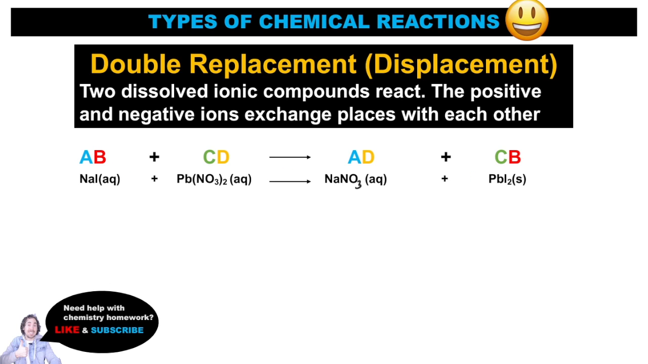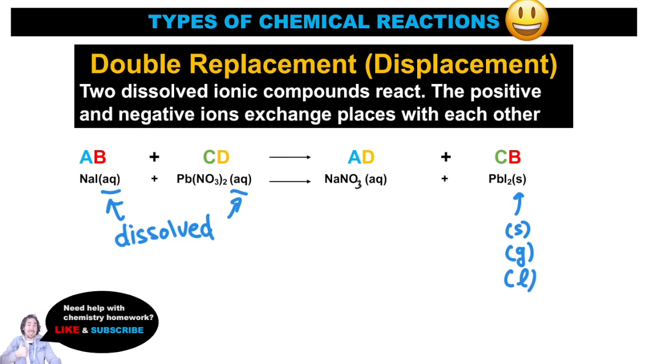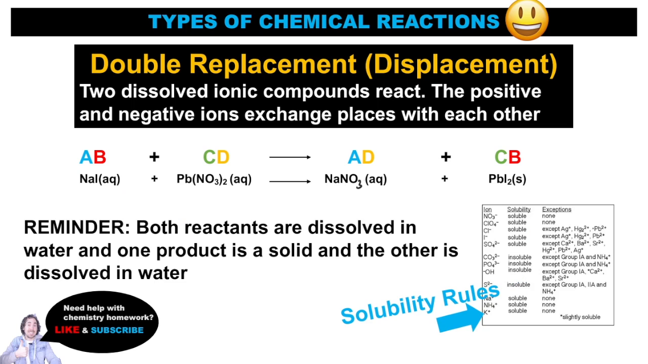In a double displacement reaction, 2 dissolved ionic compounds react, and the positive and negative ions exchange places with each other. 2 new compounds are formed, one of which forms a precipitate, a gas, or a molecular compound like water, while the other remains dissolved. It's important to remember that the 2 new ionic compounds will need to have the total positive and negative charges balanced out, so you may have a different number of each ion on the product side of the reaction depending on the new ionic compounds.